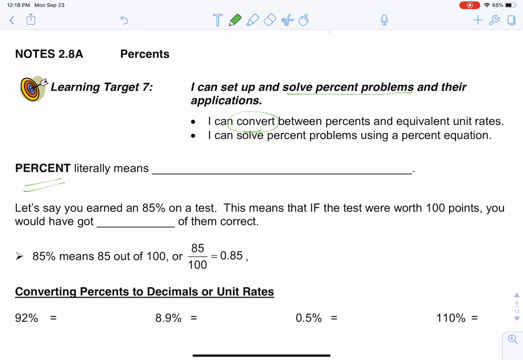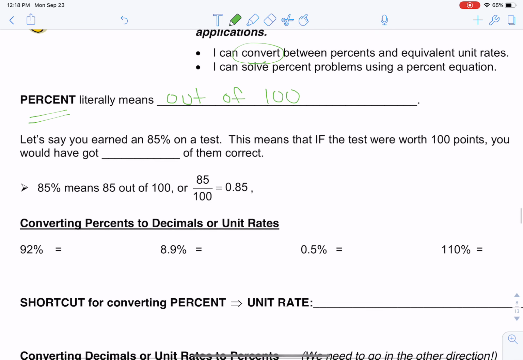Let's talk about what the heck percent even means. It literally means out of 100. And every time you're talking about percents, that's what we're thinking about. So if you earned an 85% or a B on a test, this means that if the test was out of 100 points total, you would have gotten 85 questions correct, 85 out of 100. So a lot of times when you get your test back, your teacher writes it like this.